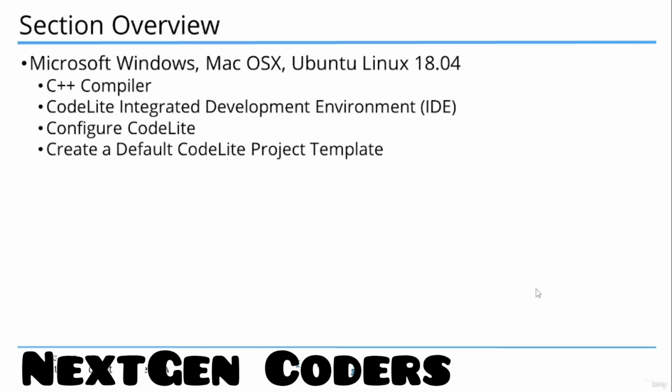The following section includes videos for installing the C++ compiler and the CodeLite IDE on specific operating systems. Then we show you how to configure CodeLite so that it's using the C++ compiler we just installed. Then we'll go over how to create a default CodeLite project template that you can use when you need to create new C++ projects. This will make it very easy to start new projects quickly since all the required settings will be ready to go.